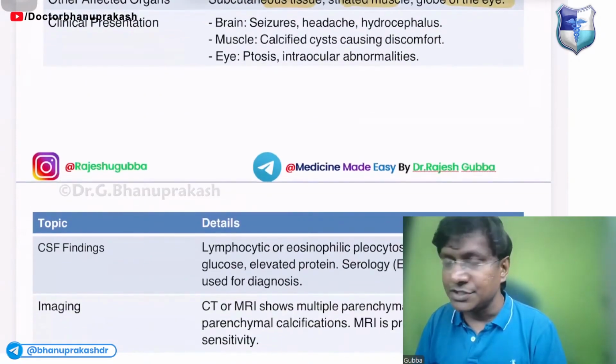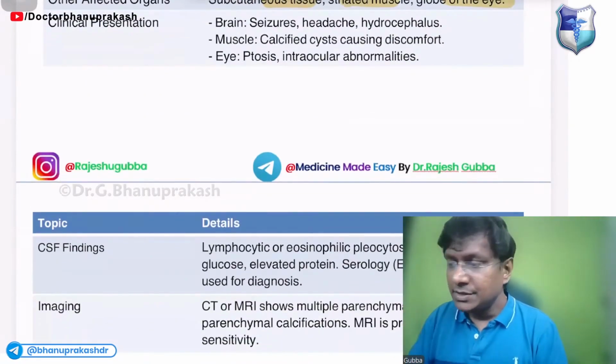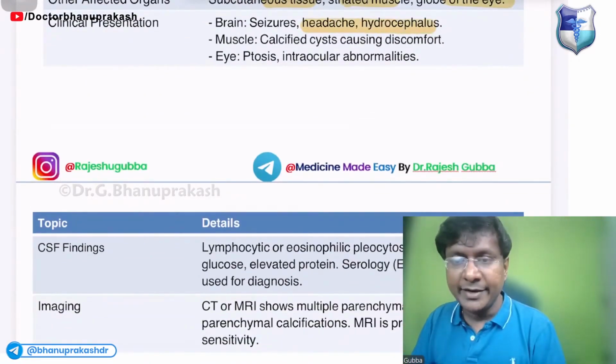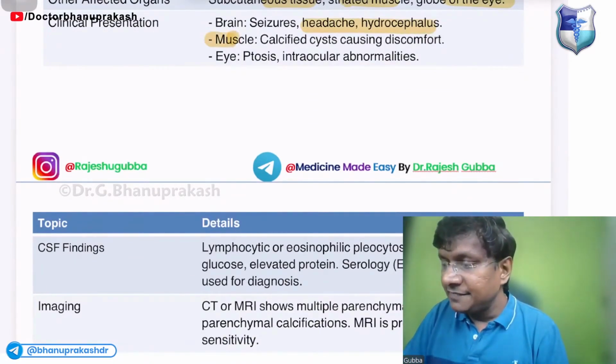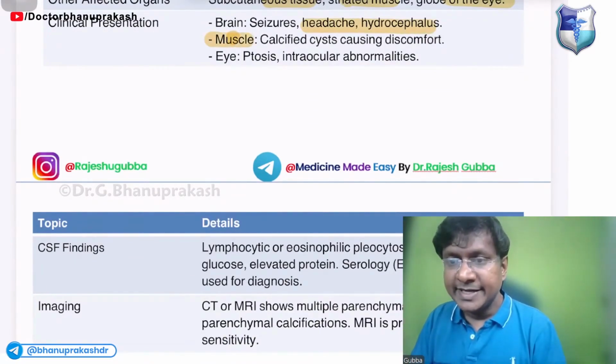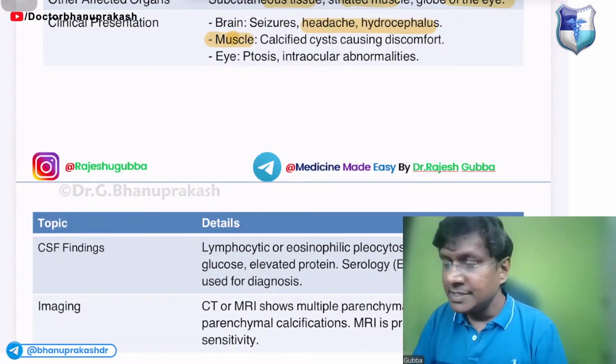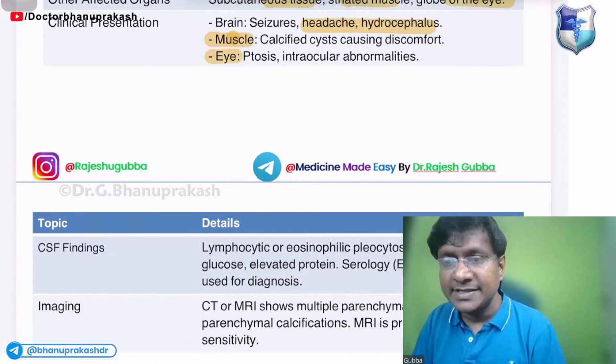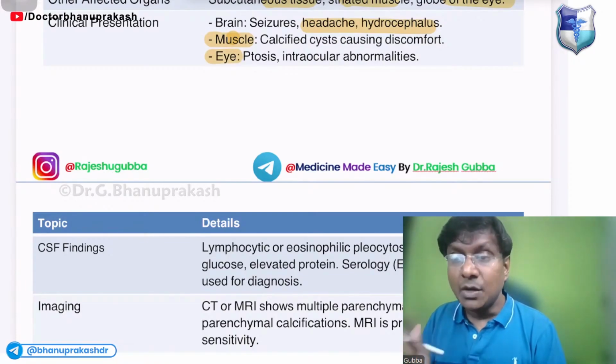Accordingly, you have the clinical features. If the brain has cysts, these patients will have headache, hydrocephalus, and seizures. If the muscle has the cyst, the individual will have muscle discomfort. If the cyst is present within the eye muscles, that can result in ptosis as well as intraocular abnormalities. And how will you diagnose?